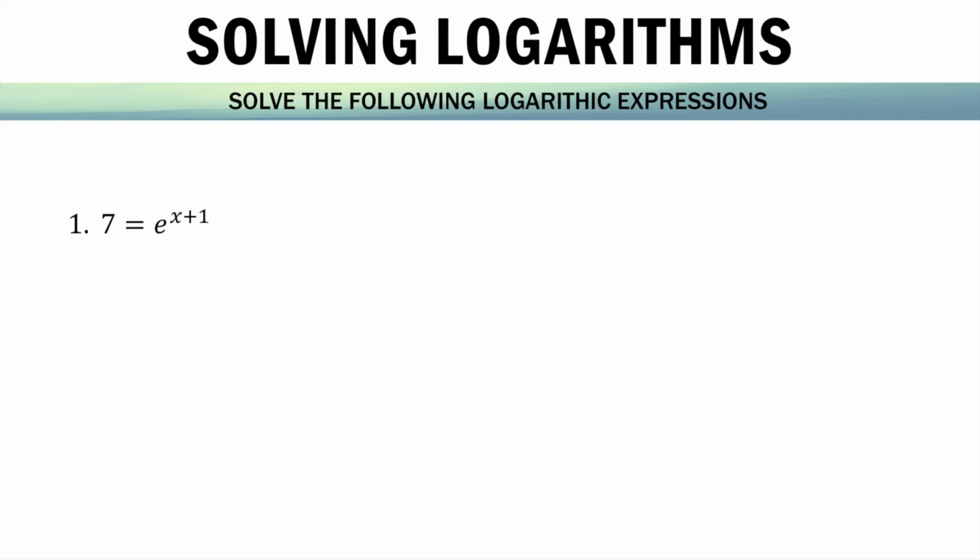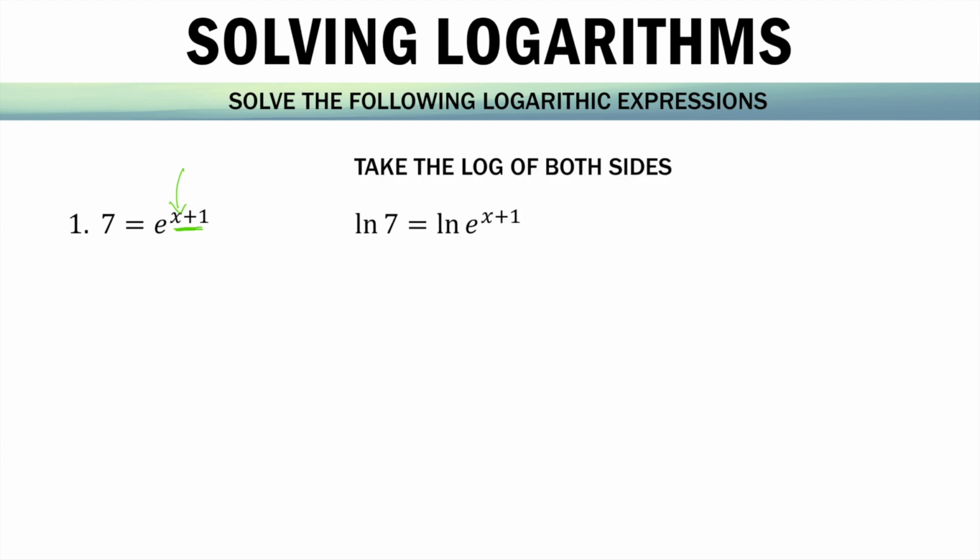Now, solving logarithmic equations is kind of cool. Because logarithmic and exponential equations are inverses of one another, we're going to use that. So we're going to figure out how to solve for x. We got to get x by itself. But you'll notice that x is in the exponent here. So how do we get it out of the exponent?